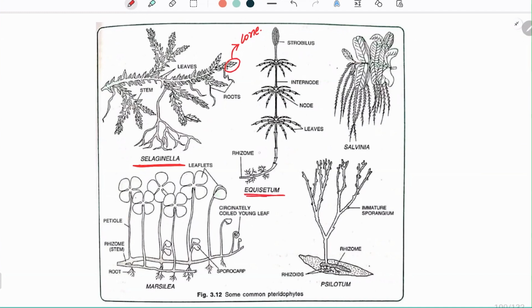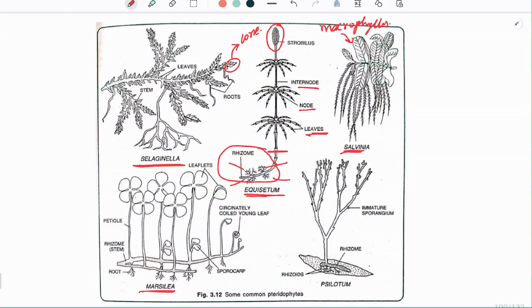Equisetum, the rhizome which we see, there is a lateral stem arising from it. Leaves are present, and node and internode wherever the leaves are seen, and in this case the cone-like structure, the strobilus, is very frequently seen. Now Salvinia has macrophylls. We can see that it has macrophylls, large leaves which are termed as fronds.